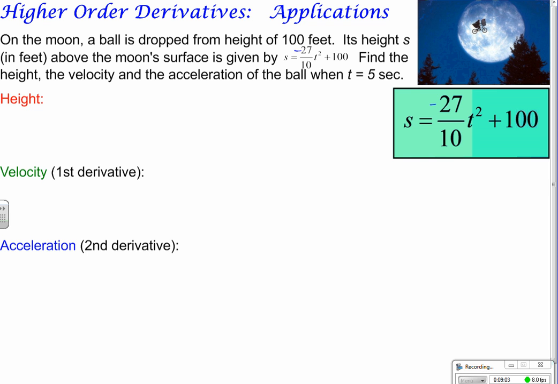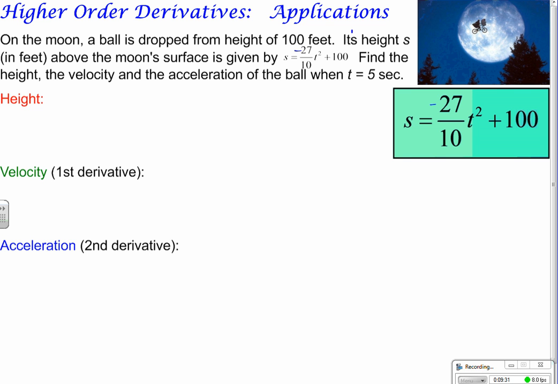This should have a negative 27 tenths in there. So make that correction. On the moon, a ball is dropped from the height of 100 feet. Its height S in feet above the moon's surface is given by S equals negative 27 tenths t squared plus 100. Find the height, the velocity, and the acceleration of the ball when t is equal to 5 seconds.